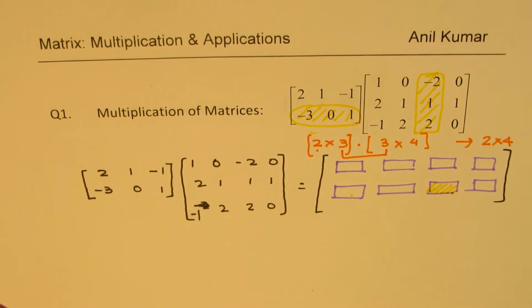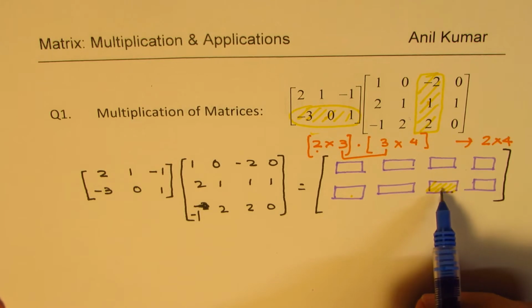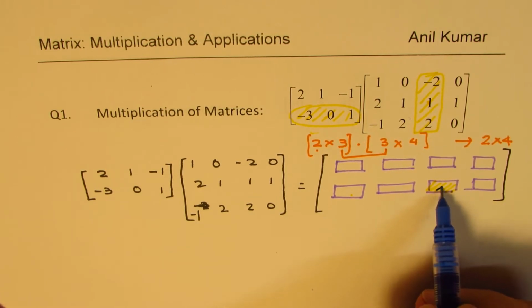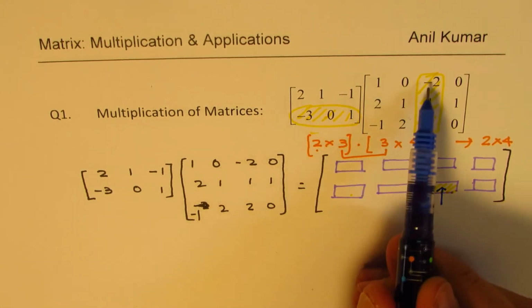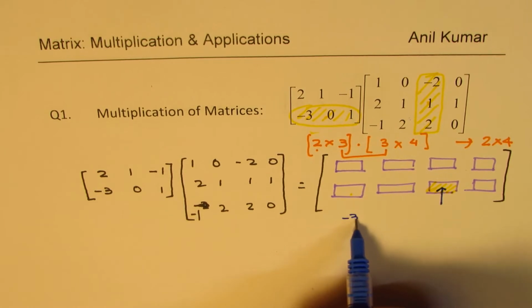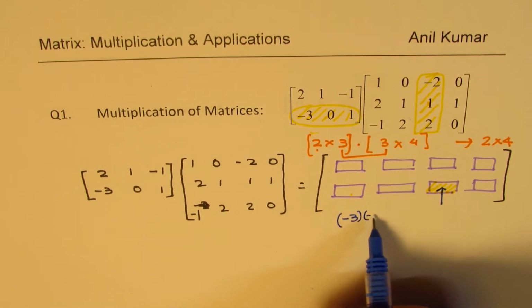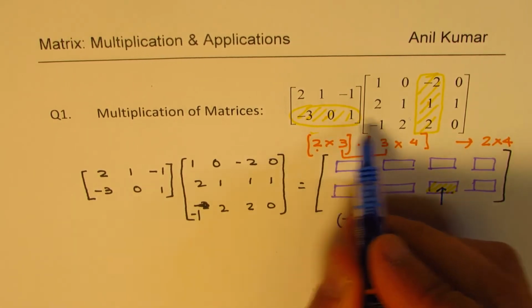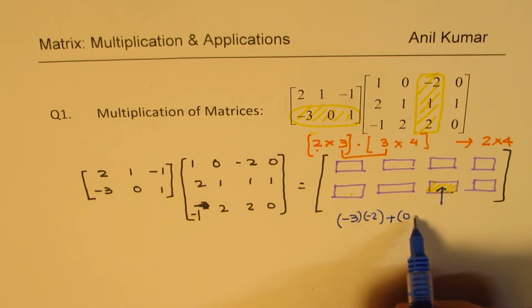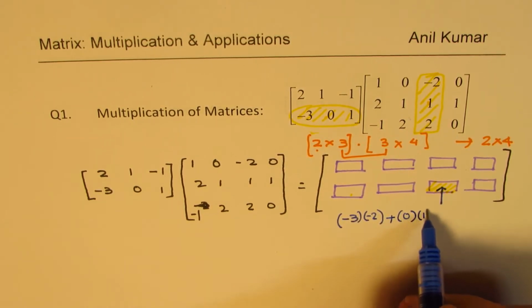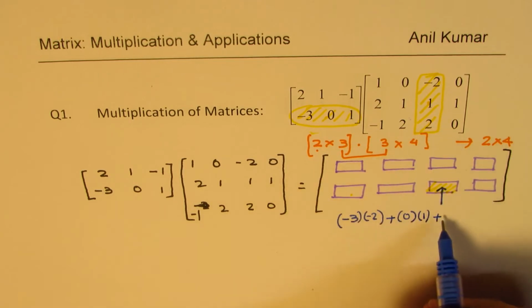Correct? So as an exercise, you could do this. Here, let me show you the one which I have marked here. So what will be the number here? The number here will be minus 3 times minus 2. Let's write down here. Minus 3 times minus 2 plus 0 times 1 plus 1 times 2.